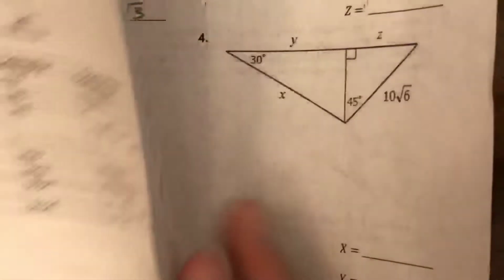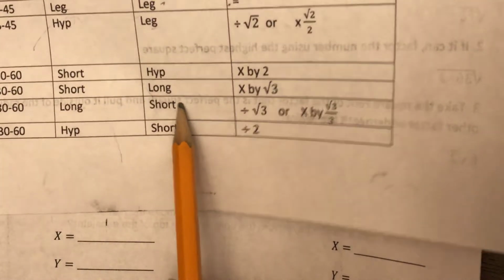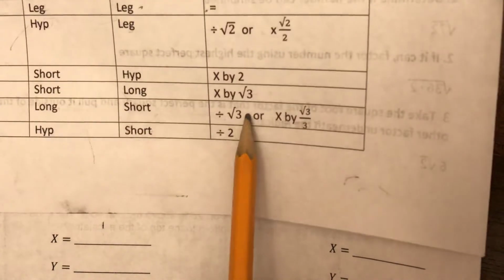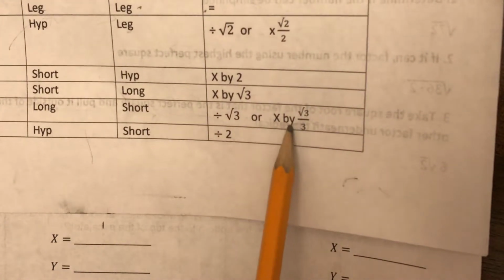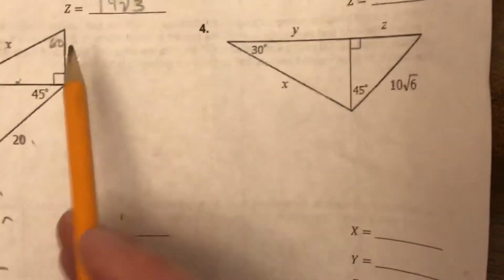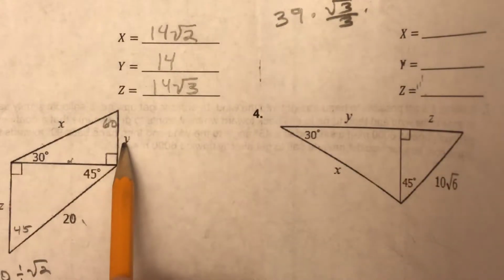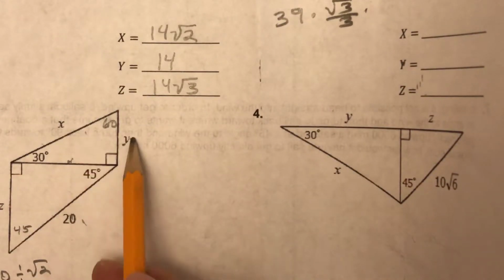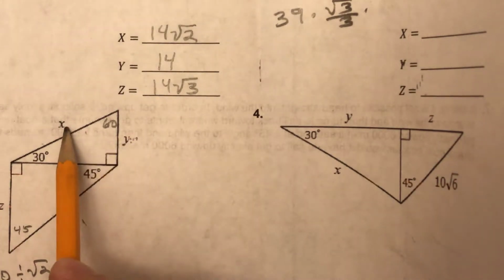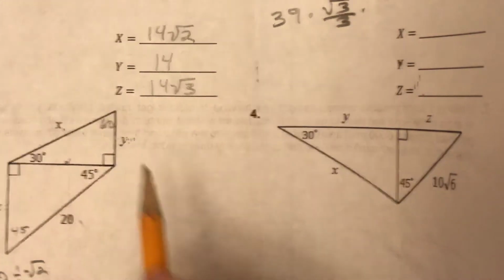And so you would do 30, 60, 90, whatever answer you get there, given the long side to find the short. So you would take that answer and either divide it by radical 3 or multiply it by root 3 over 3. And then that's going to give you the short side. And then the relationship between the short side and the hypotenuse, you just multiply this by 2 to get the hypotenuse.